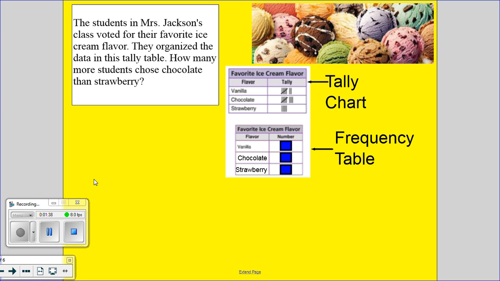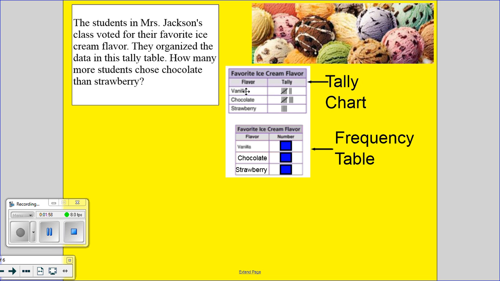The students in Mrs. Jackson's class voted for their favorite ice cream flavor. And as you can see, I put their votes into a tally chart. In order to organize this, we want to turn it into a frequency table. And what we do when we're building a frequency table is we count the number of tallies in each section.